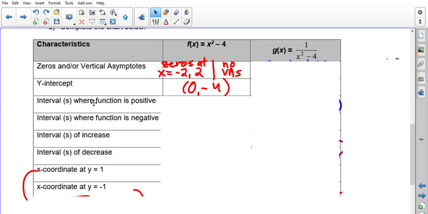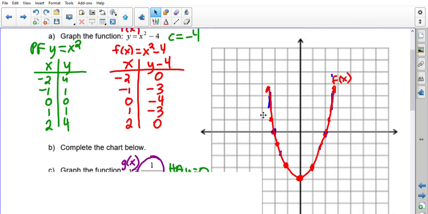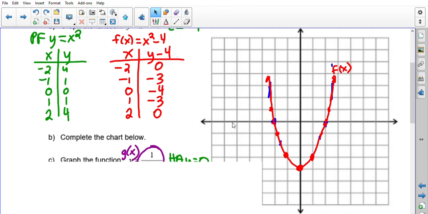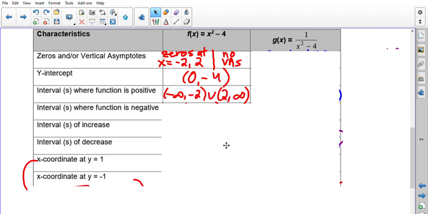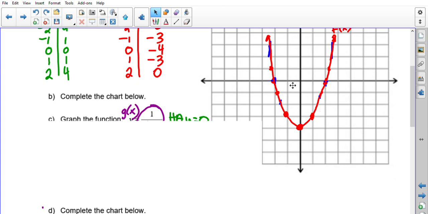Now we need to determine where the function is positive. Notice that the function is positive in two different areas. It's positive, meaning above the x-axis, for all values less than -2. And then it's above the x-axis for all values greater than 2. So we're going to write from -infinity to -2 in union with 2 to infinity. That means the function is negative, so below the x-axis, between -2 and 2.